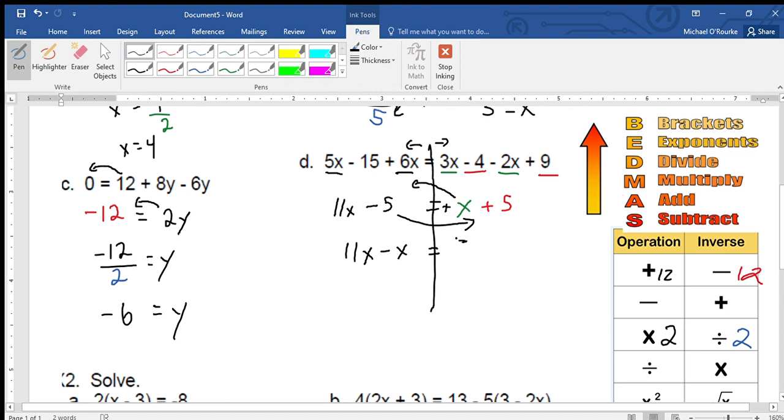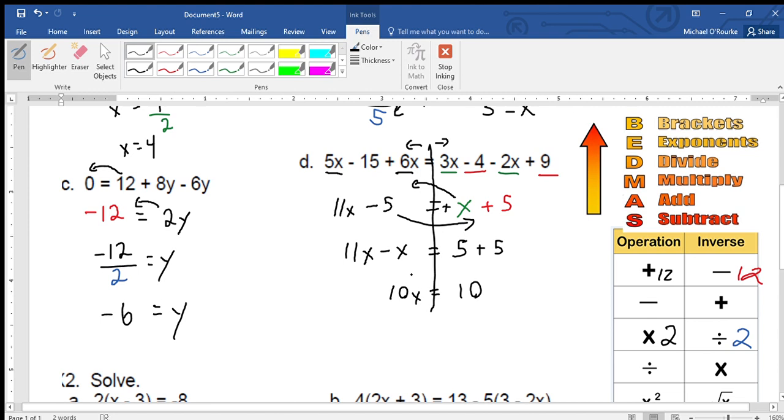This 5 is already over here. But this 5's come over, it's a minus. So when it comes over, it's going to be a plus. Then combine terms again. 11 minus x is 10x equals 10.